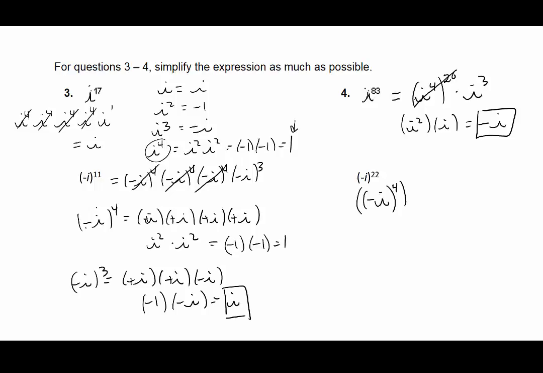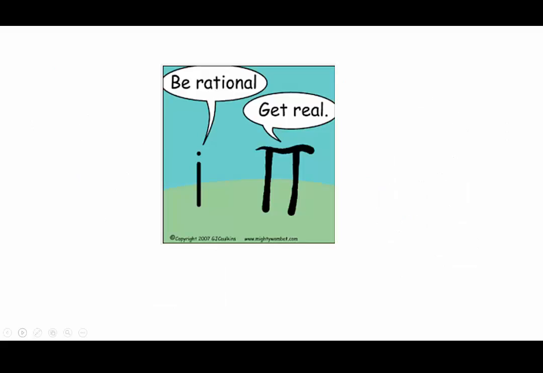Negative i to the 22nd. I'm going to take the highest multiple of 4 that's just below 22. So that would be 20. So 4 times 5 is 20. And I get negative i to the 2nd. That's going to give me 4 times 5. I multiply those exponents and then add the 2. That gives me the 22. I see right here that negative i to the 4th is positive 1. So that's going to disappear. And I'm going to have negative i squared, which is negative i times negative i, which is positive i squared, which is negative 1.